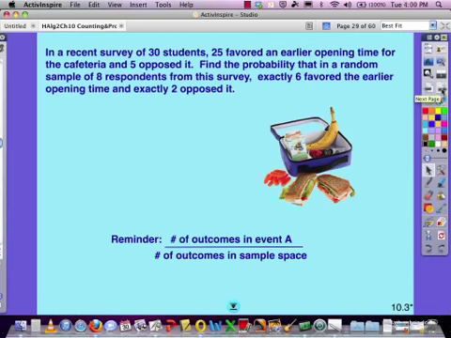And lastly, let's look at our lunch combination. Recent survey, 30 students, 25 of them favored an early opening time for the cafeteria, 5 opposed it. Find the probability that a random sample of 8 respondents from this survey, exactly 6 favored the earlier opening time and exactly 2 opposed it. So when you start working on this one, you got to start thinking, wait a minute, earlier time, for it, against it. You have to think of all those combinations.